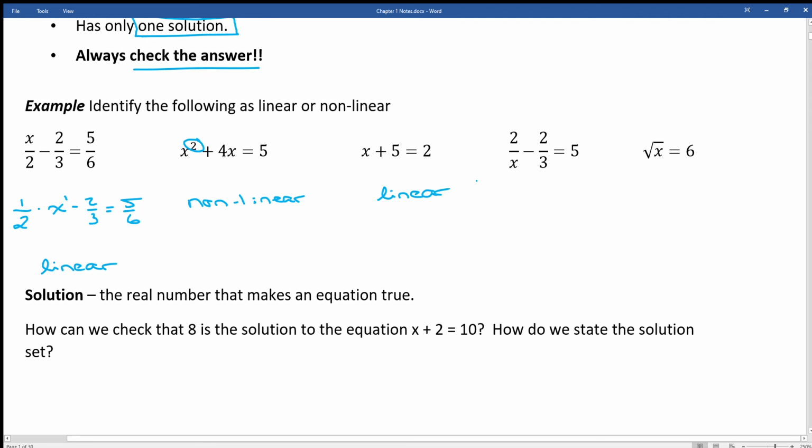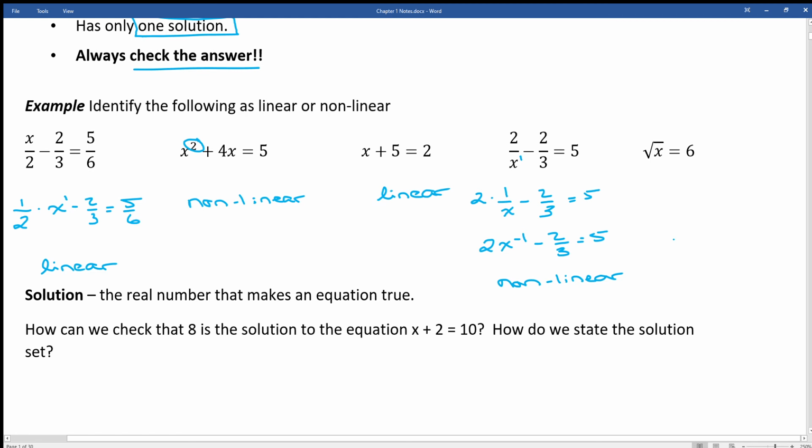This next one almost looks like it's linear because you could say, yeah, the exponent on x is 1, but it's not written in ax plus b equals c form. So if I tried to rewrite it like that, I would say that this is 2 times 1 over x minus 2/3 equals 5. So if I wanted to write it with the x on the top, I would put x to the negative 1. So all of a sudden the exponent on x is not 1, it's negative 1. So this is nonlinear.